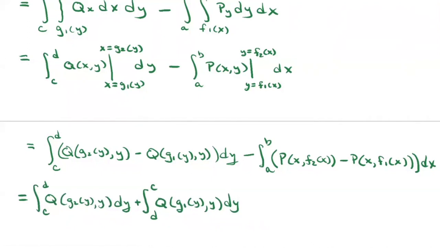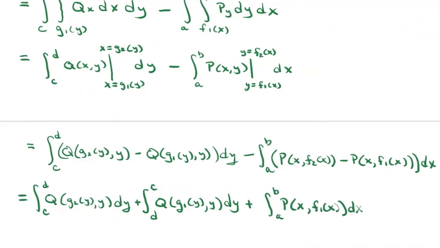Okay, minus the other integral. What I want to do is write the second one first, and that'll be a plus. The second one is an integral from a to b of p of x comma f1 of x, like that, dx.